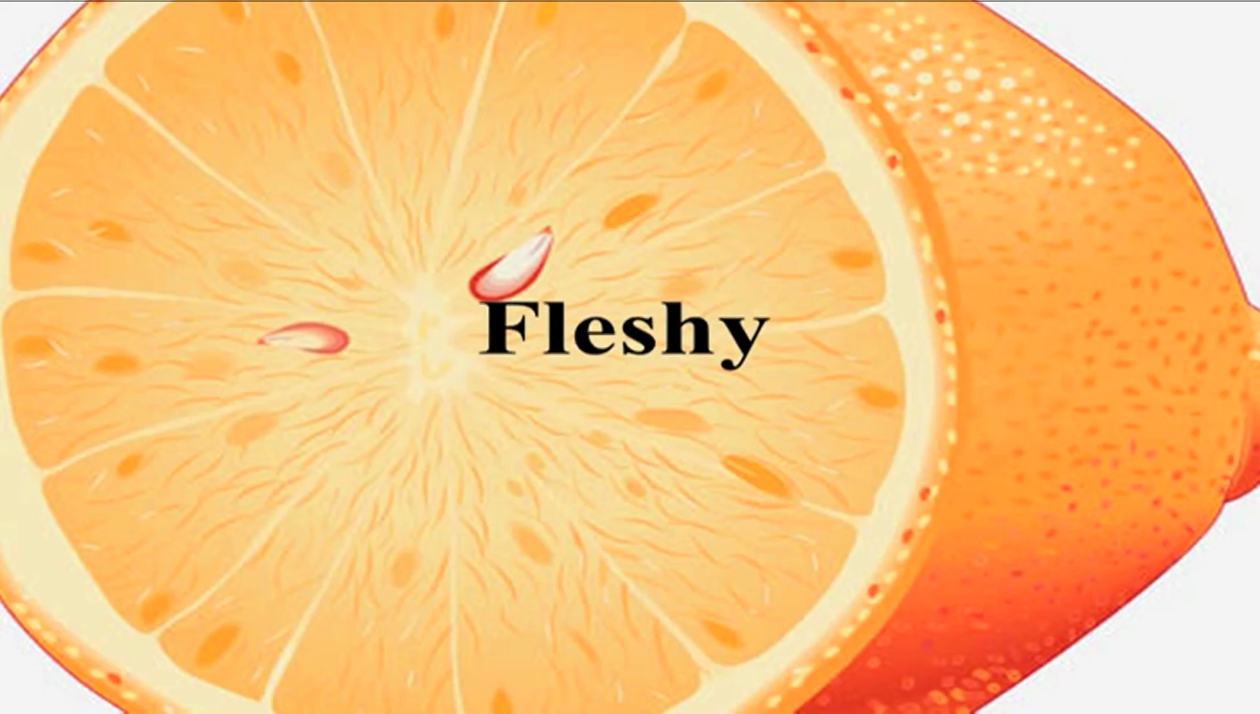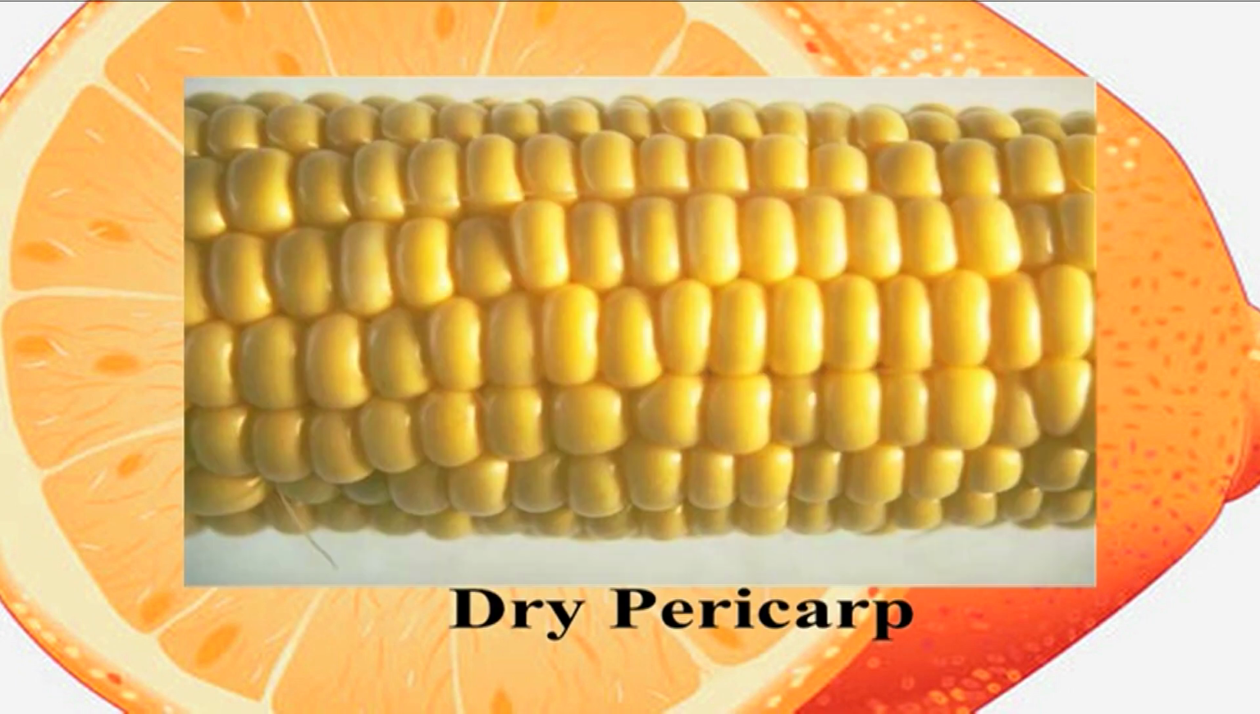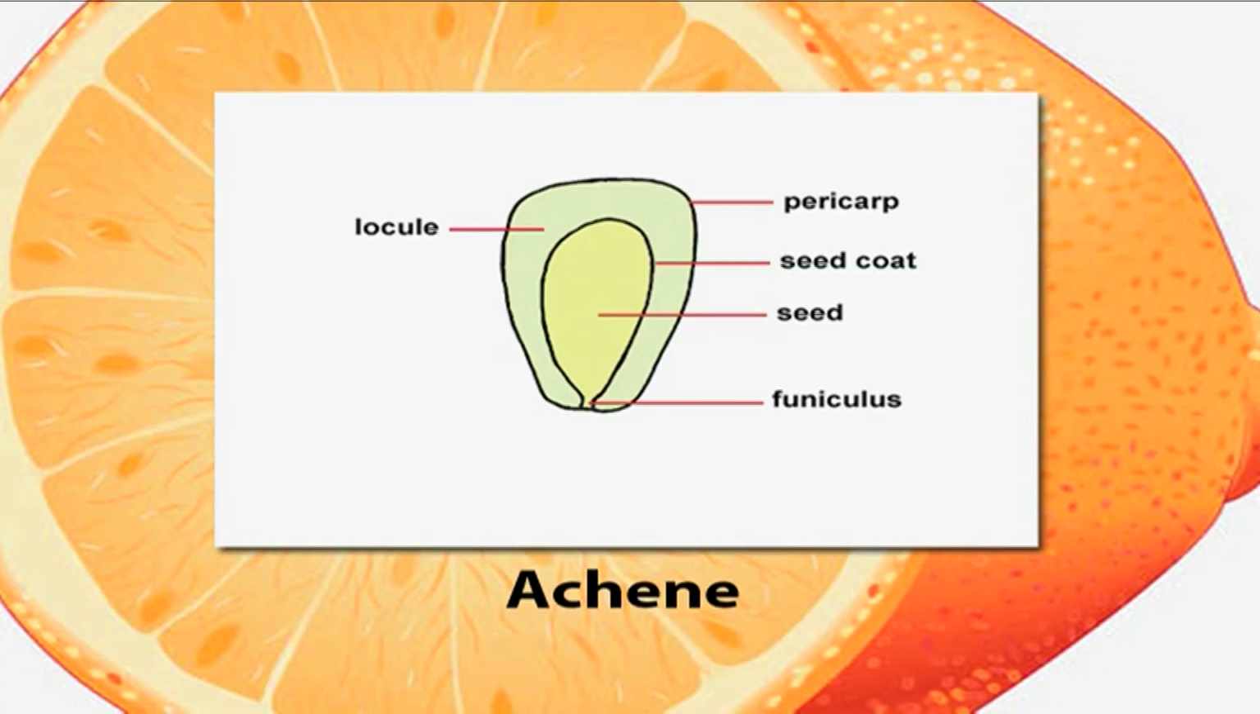Indehiscent fruits. These are those simple fruits which do not split and open at maturity. The seeds remain in fruit after the fruit has been shed from the parent plant. This may be dry or fleshy. Dry indehiscent fruits. Such fruits have dry pericarp at maturity and are represented by achene.